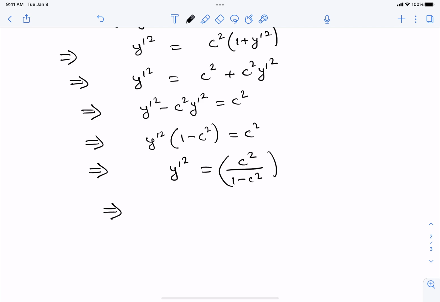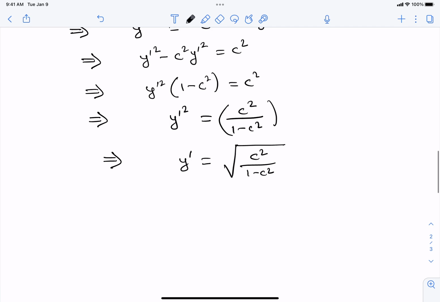Okay, we can further simplify this by writing y prime as the square root of c square by 1 minus c square. Now the square root of c square by 1 minus c square, c was a constant, some arbitrary constant. So this quantity is also some constant. Let's just call this constant m. Okay, then we have y prime, or dy by dx, equals m.